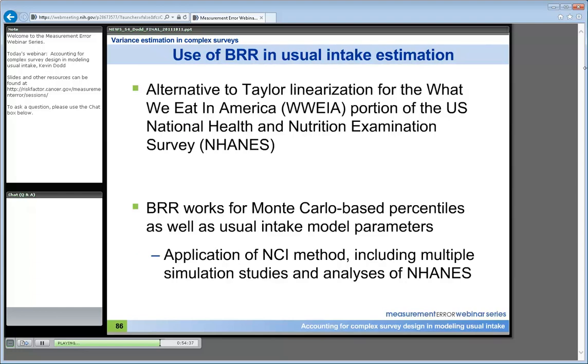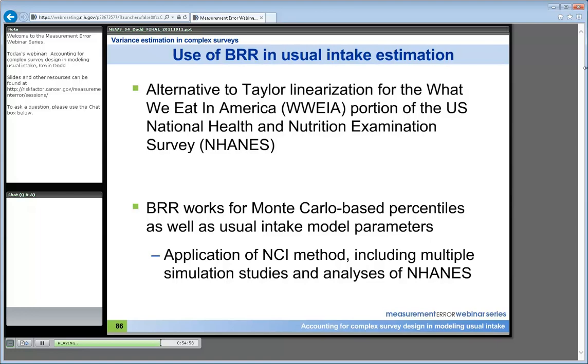Now, for simple statistics like population means, you can use Taylor linearization, or the equivalent jackknife. Remember, jackknife and Taylor are two ways of doing essentially the same sort of thing. To do analysis of usual intake data based on dietary data that come from the What We Eat in America portion of the NHANES survey, in fact, that's exactly what I did for my example.